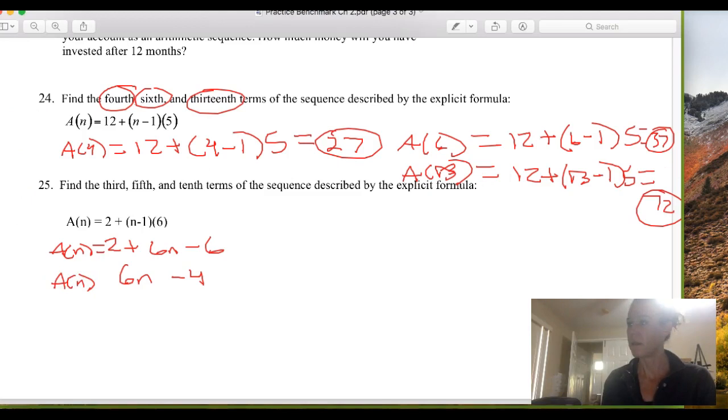And I just lost my pen. Look at that. And it's still not back. And one more try. There we go.